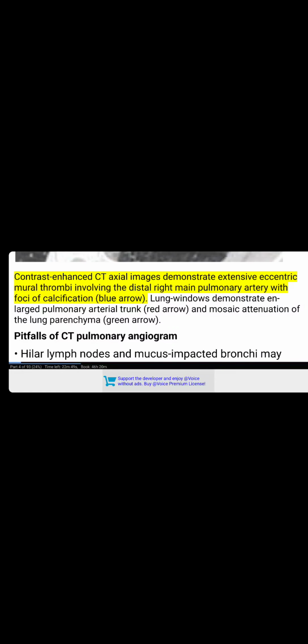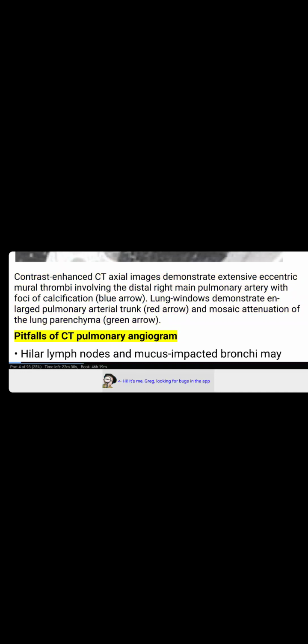Contrast-enhanced CT axial images demonstrate extensive eccentric mural thrombi involving the distal right main pulmonary artery with foci of calcification, blue arrow. Lung windows demonstrate enlarged pulmonary arterial trunk, red arrow, and mosaic attenuation of the lung parenchyma, green arrow.